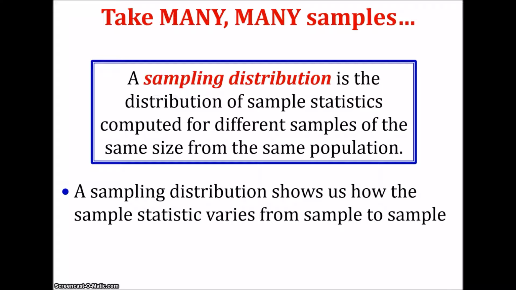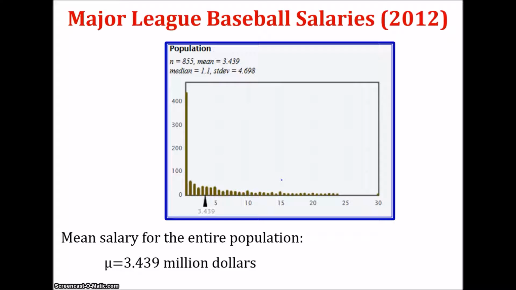A sampling distribution can be used to show us how the sample statistic would vary from sample to sample. I'm going to start by looking at an example of a sampling distribution just to give you a sense of what we're really talking about. This is the population of Major League Baseball salaries in 2012, in millions of dollars, and the mean salary for all Major League Baseball players in 2012 was mu equals $3.439 million.